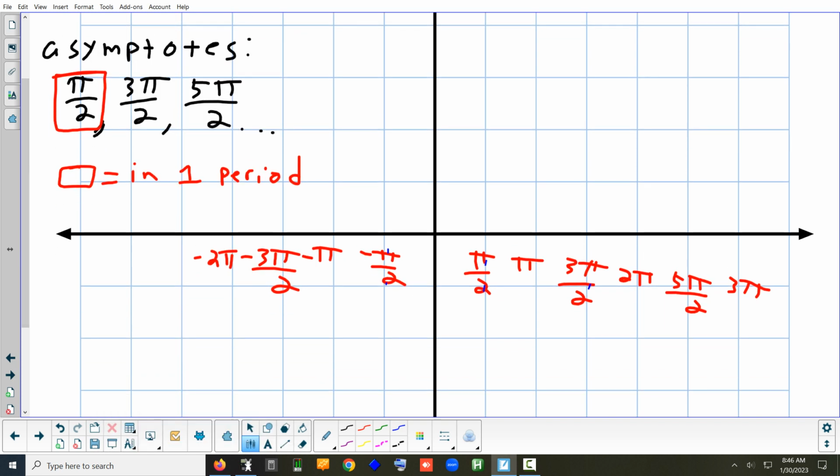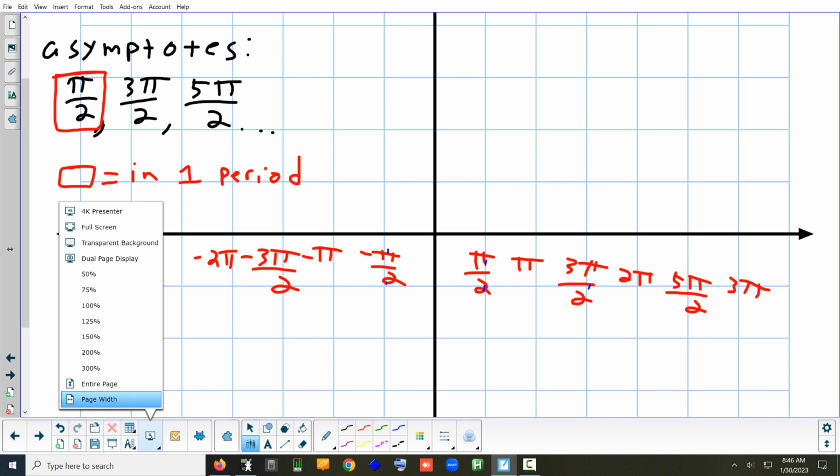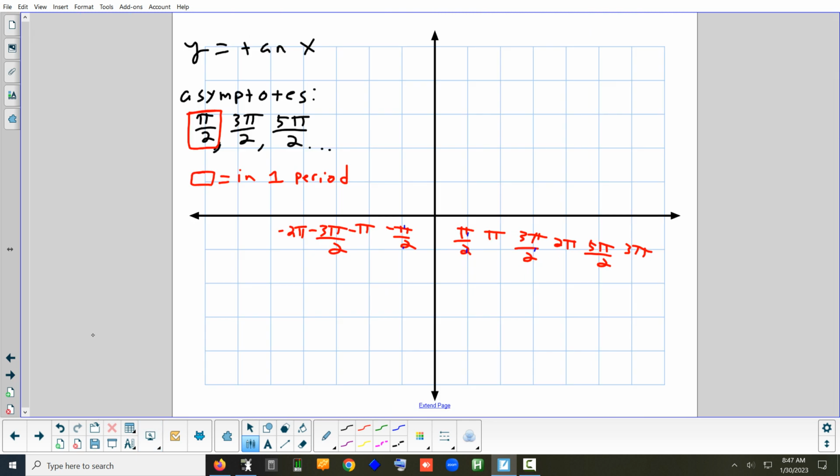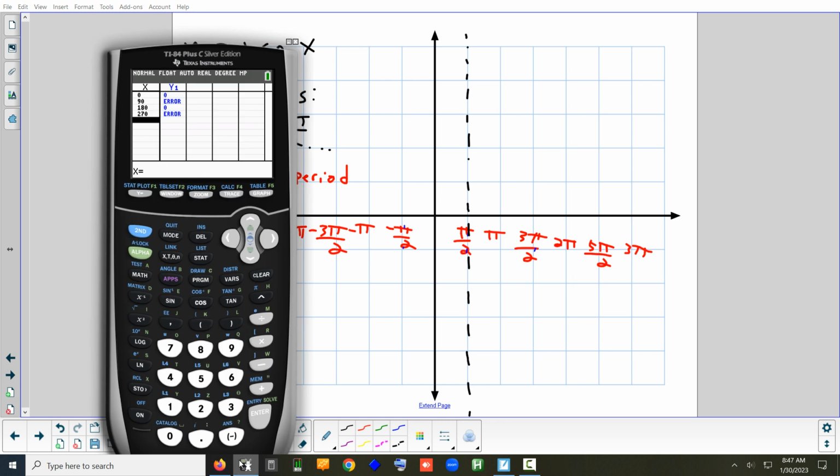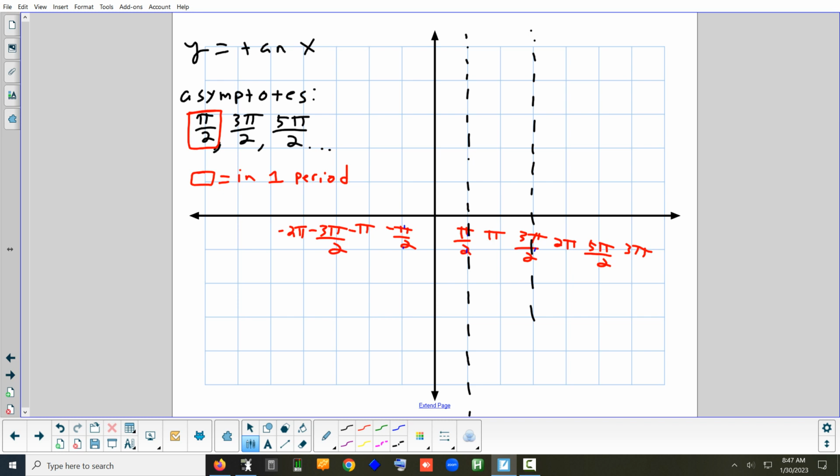So I've got the same thing here. I'm just going to do it in radians. So pi over 2. That's 90. And what was the other one we had? 270. That's 3 pi over 2. And if you wanted to keep drawing, you could just keep drawing asymptotes left and right forever.